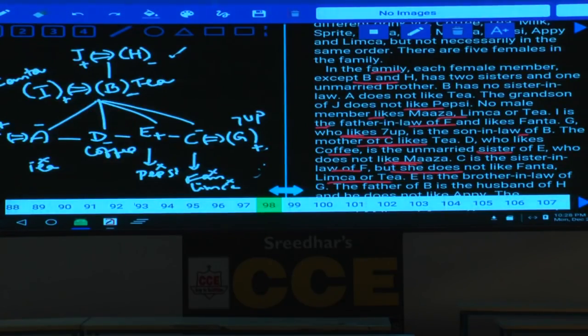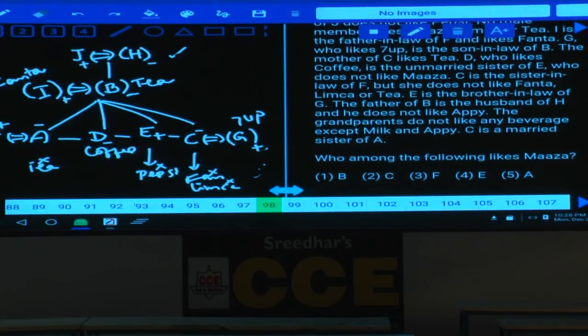And next one. E is the brother-in-law of G. The father of B is the husband of H, and he does not like Appy. Now this person does not like Appy, and the grandparents do not like any beverage except milk and Appy. And this J does not like Appy, isn't it? So who likes Appy here? This H likes Appy, and J likes milk.